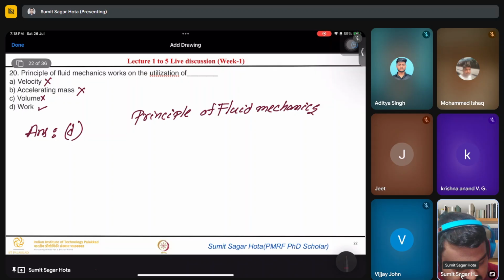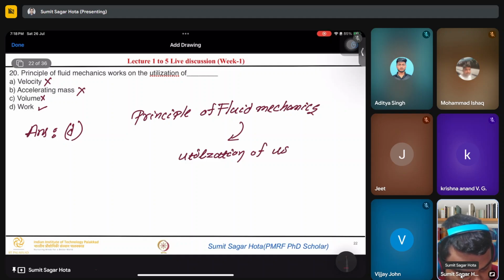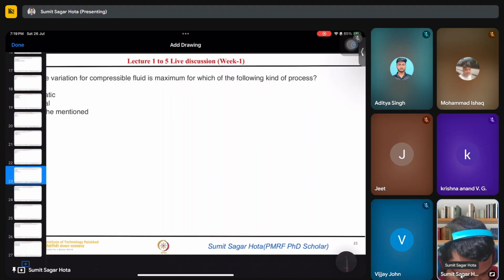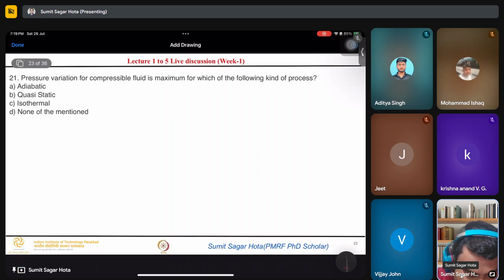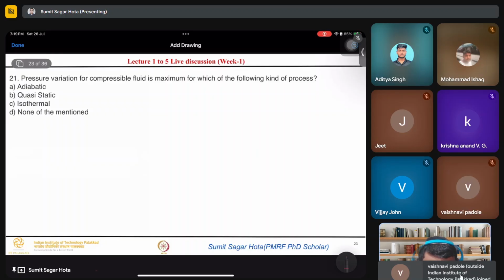Principle of fluid mechanics, utilization of useful work. Okay, utilization of the useful work. Okay, so the pressure variation of compressible fluid is maximum for which of the following kinds of process.